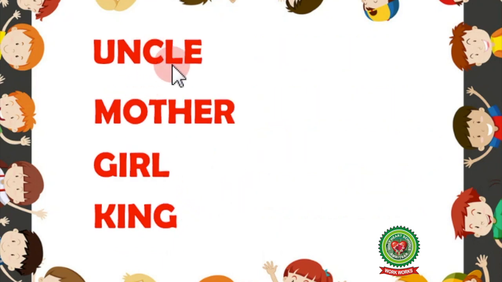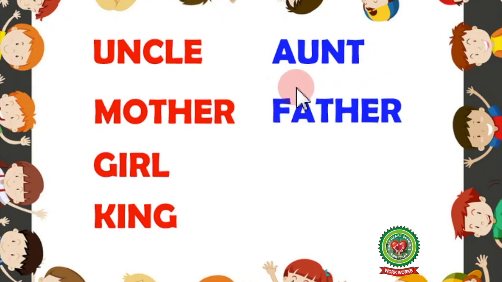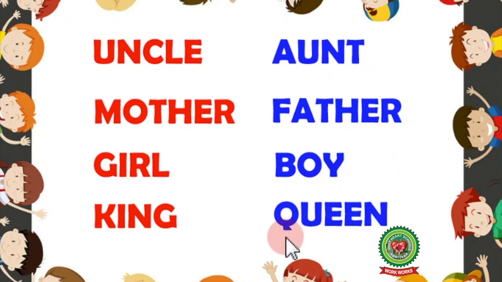Here are few more persons whom we meet. Just do it fast. Uncle, mother, girl, king. Let's check the answer. Uncle, aunt. A-U-N-T, aunt. Mother, father. F-A-T-H-E-R, father. Girl, boy. B-O-Y, boy.